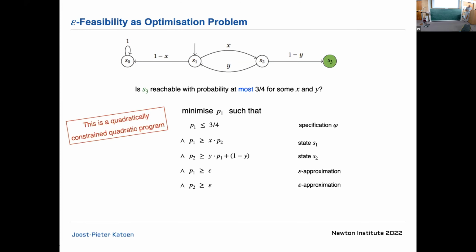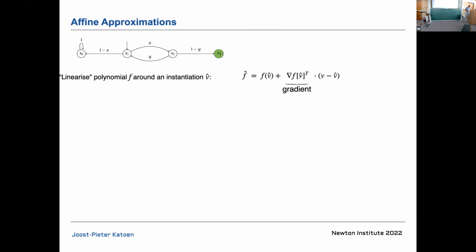Good. And this is actually a quadratically constrained program, quadratic because of these quadratic constraints over here. So you can solve this as a QCQP kind of problem. That's still not very useful. So the next step that people typically do in mathematical optimization is to linearize these polynomials, so linearize these quadratic constraints.